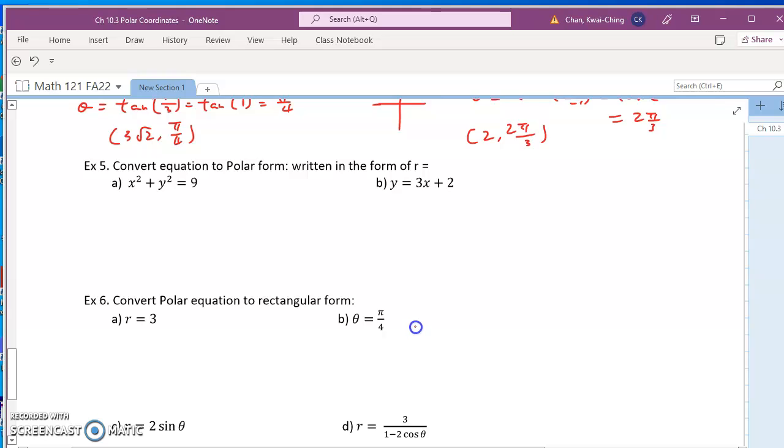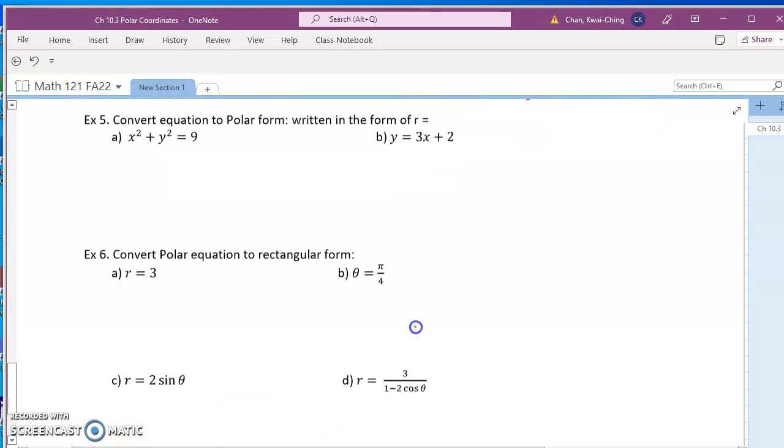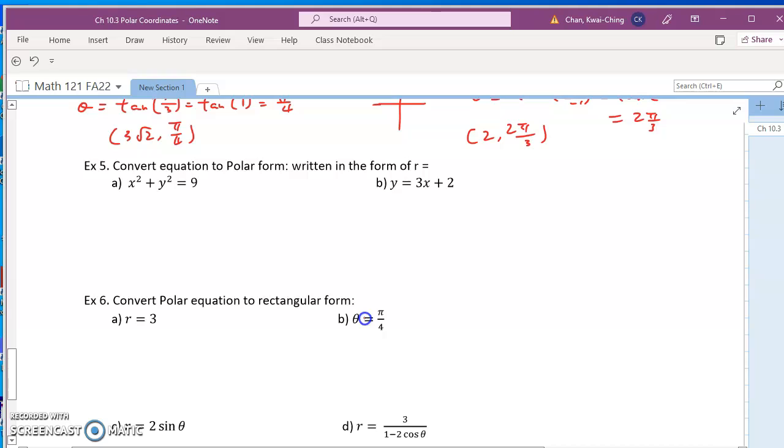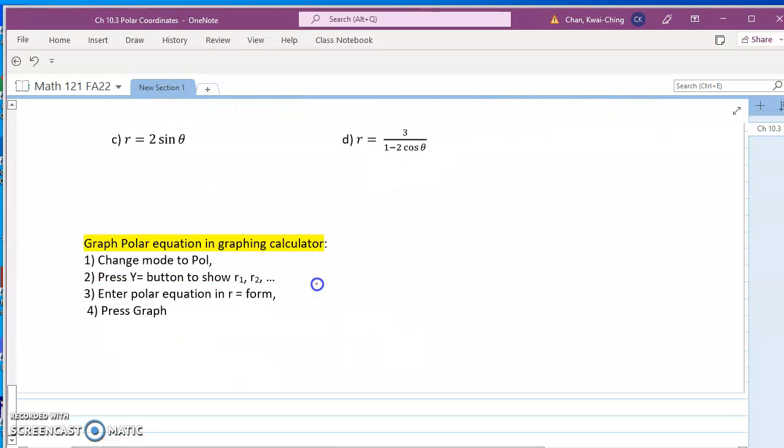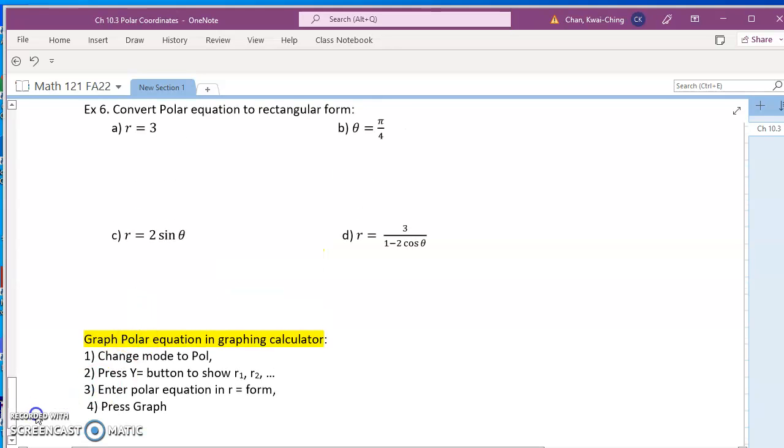Okay, so the next one is about converting an equation to polar form, a polar equation. I don't think I can finish it in this video, so I'm going to stop here and you will watch video number 3 to convert equations between rectangular equation and polar equation. We'll also teach you how to graph a line or equation in the graphing calculator. So have your graphing calculator ready for the third video.